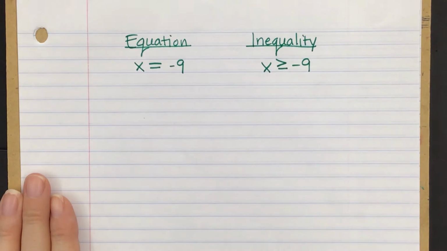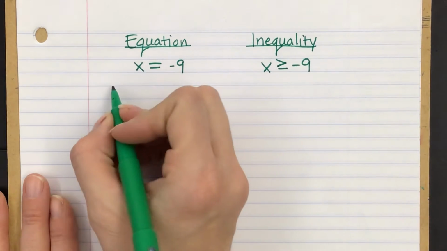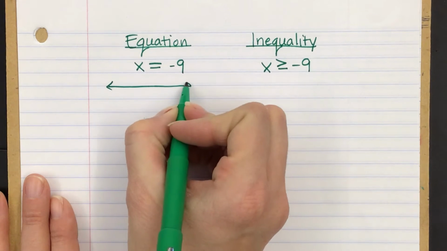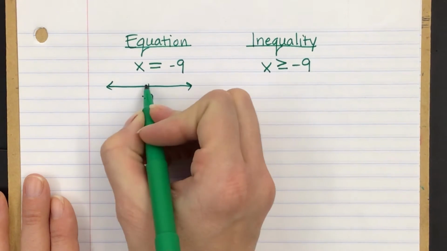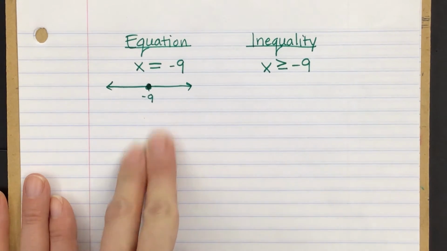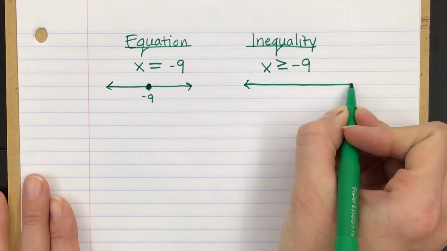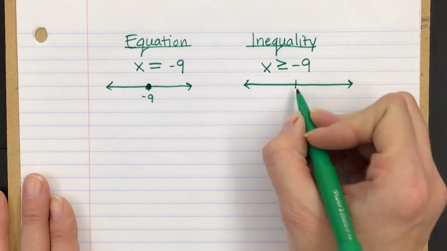Which is why we often graph inequalities, because we want to show on a number line all those solutions. We don't often graph equations because it will be pretty boring. It would just look like this. There's the solution. Yes, you can graph equations, but we don't usually do that because, like I said, that's boring and pretty straightforward.